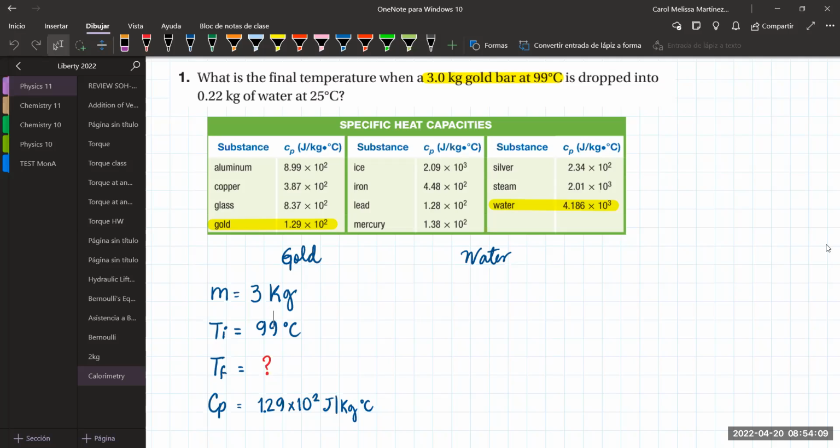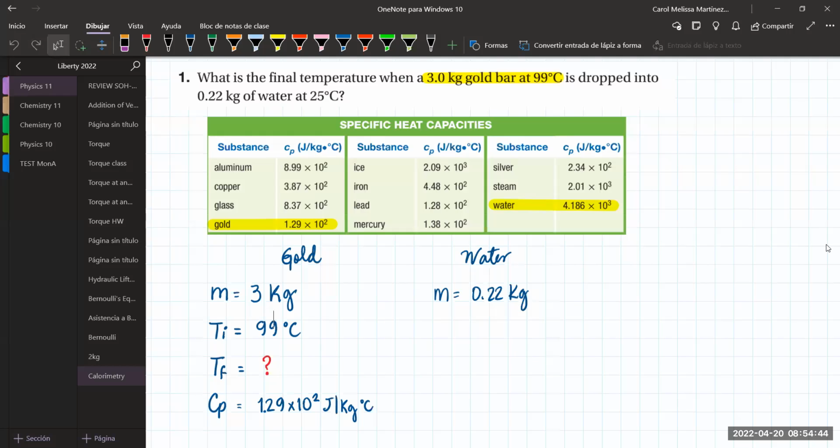What do I know about water? The mass. What is the mass of water? 0.22 kilograms. If I give you grams in an exercise, you have to convert those grams to kilograms, because the specific heat capacity is based on those kilograms. So if I give you a mass in grams, the first step is going to be convert those grams to kilograms.